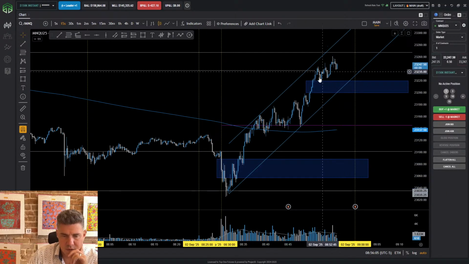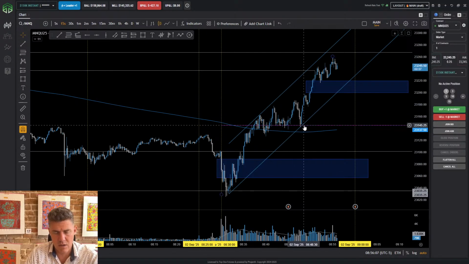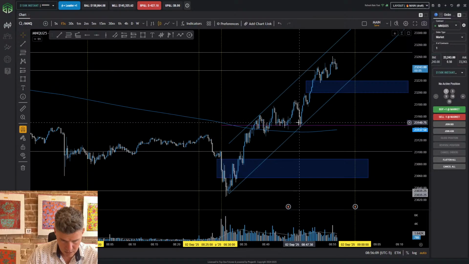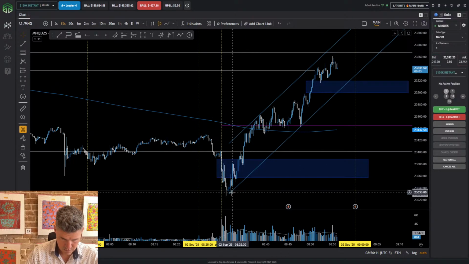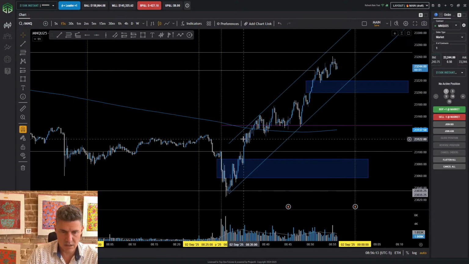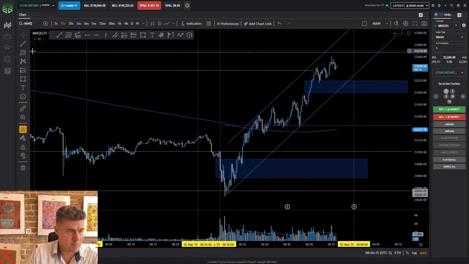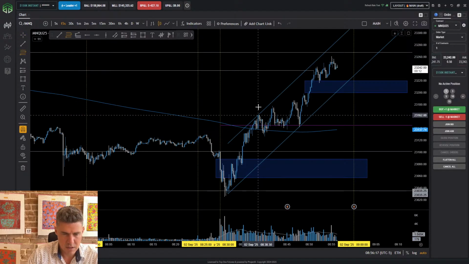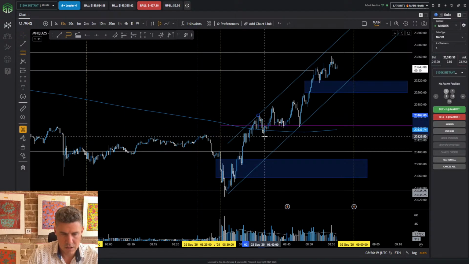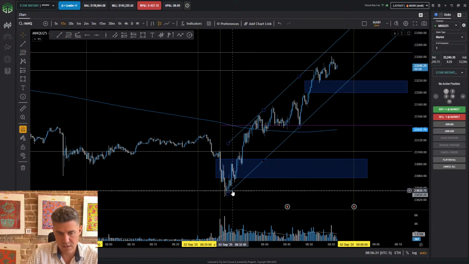Keeping track of 50% of this leg. So this is what I call a completion. This move is basically complete because the first pullback, 50% of it is here, and it now just about perfectly lines up with the entire move.